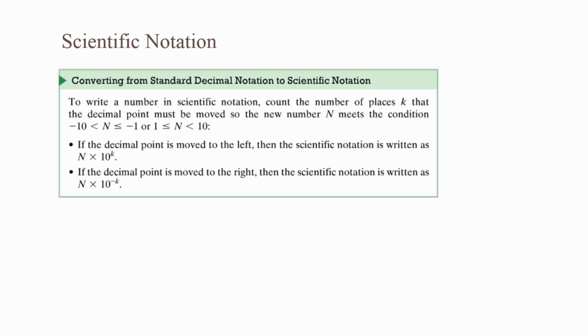Converting from standard decimal notation to scientific notation. To write a number in scientific notation, count the number of places k that the decimal point must be moved so the new number n meets the condition -10 less than n less than or equal to -1, or 1 less than or equal to n less than 10. If the decimal point is moved to the left, then the scientific notation is written as n times 10 to the k. If the decimal point is moved to the right, then the scientific notation is written as n times 10 to the -k. If you have a decimal, you're going to use a negative exponent. If it's not a decimal, you use a positive exponent.